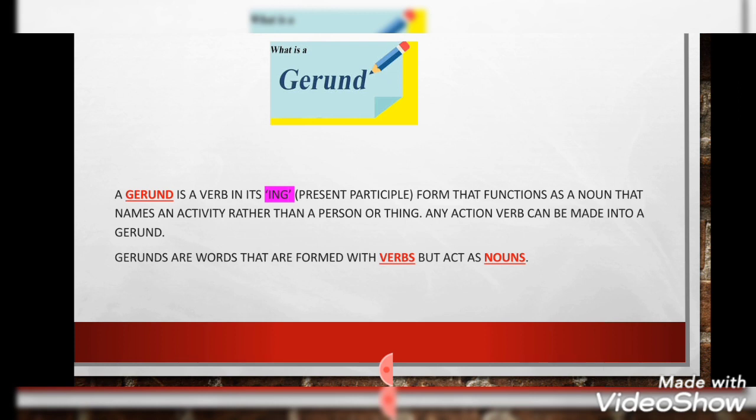Now come to the next form. What is gerund? Now gerund, it's very easy. It is a verb in its ing, present participle form, that functions as a noun that names an activity rather than a person or thing. Any action verb can be made into a gerund. Gerunds are words that are formed with verbs but act as nouns. Means though ing is added with the verb, in the sentence it will act like a noun rather than acting like a verb.